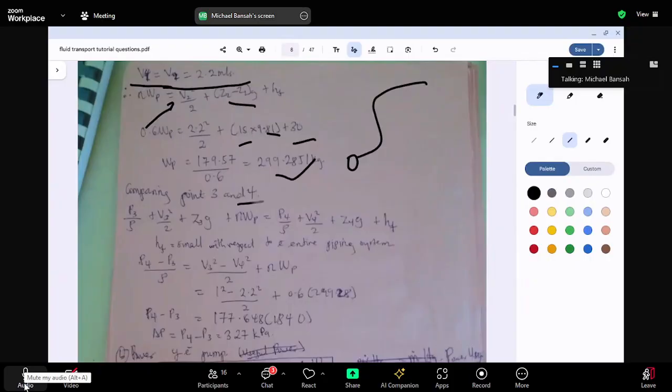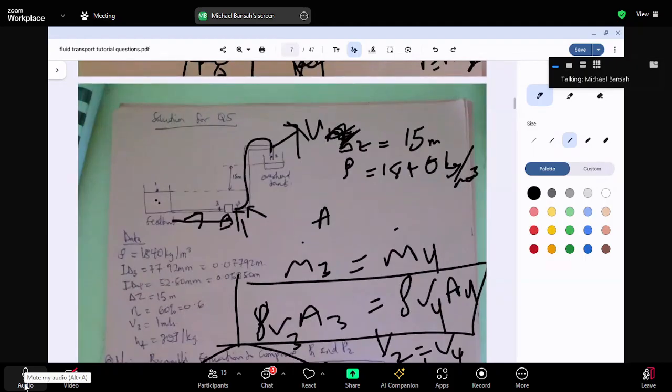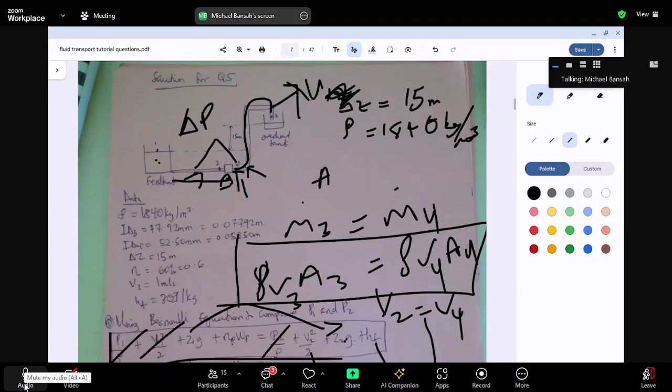Now I go and do another Bernoulli. This Bernoulli is to find change in P. Remember, before you can find change in P, this WP must be known, and the only way to know it is by using the first Bernoulli we used. You get it? So in that case, to find change in P, which is the pressure developed between these two, between point 3 and point 4, that's why we are picking the Bernoulli.